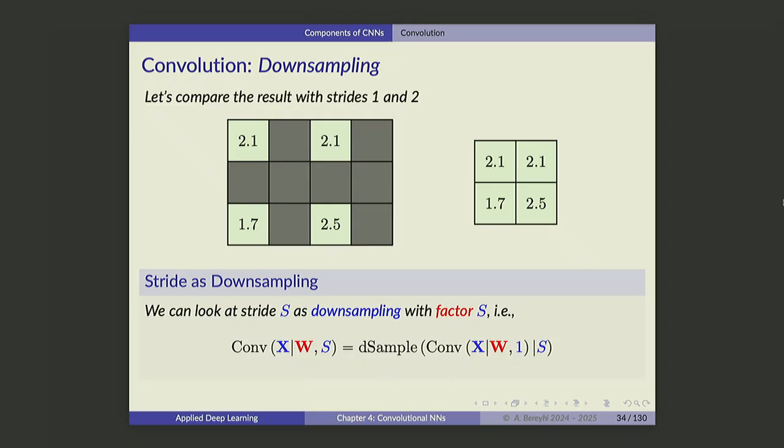If I think about convolution with the stride S, so here is convolution by stride 2. I could say instead that I'm not doing convolution with the stride 2. I could say I do the convolution with the stride 1 first, and then I downsample with factor 2, right? That's the same thing. Yes?